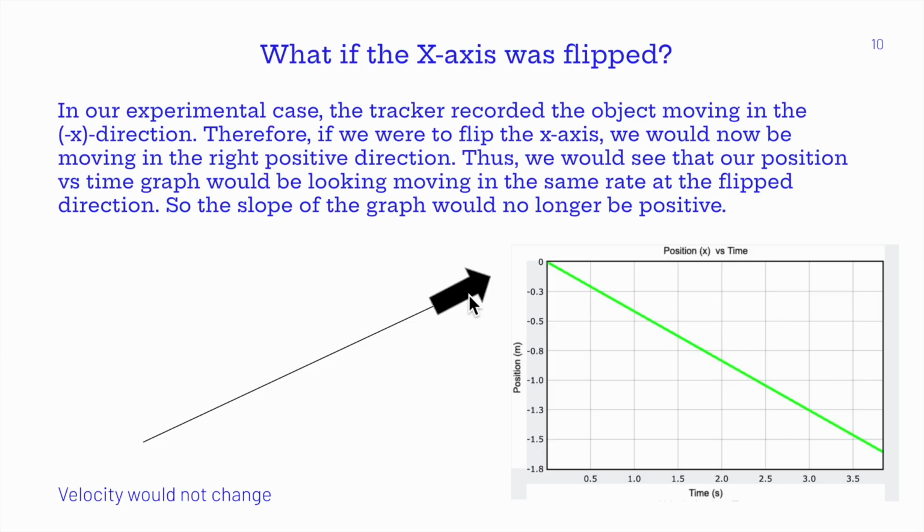Now, what if the x-axis was flipped? Well, in our experimental case, the tracker recorded the object moving in the negative x direction. Therefore, if we were to flip it, it would be moving in the positive x direction, thus moving to the right. Thus, we would see that our position versus time graph would be moving at the same rate, same slope, but instead of going downwards, it would be going upwards.